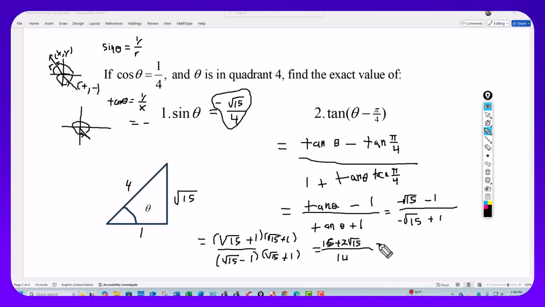And then just reduce it. Take out a factor of 2 here. It'll be 8 plus the square root of 15, and then 2 into 14 is 7. So we just reduced it; we divided the numerator by 2 and the denominator by 2. So the exact answer is 8 plus the square root of 15, over 7.